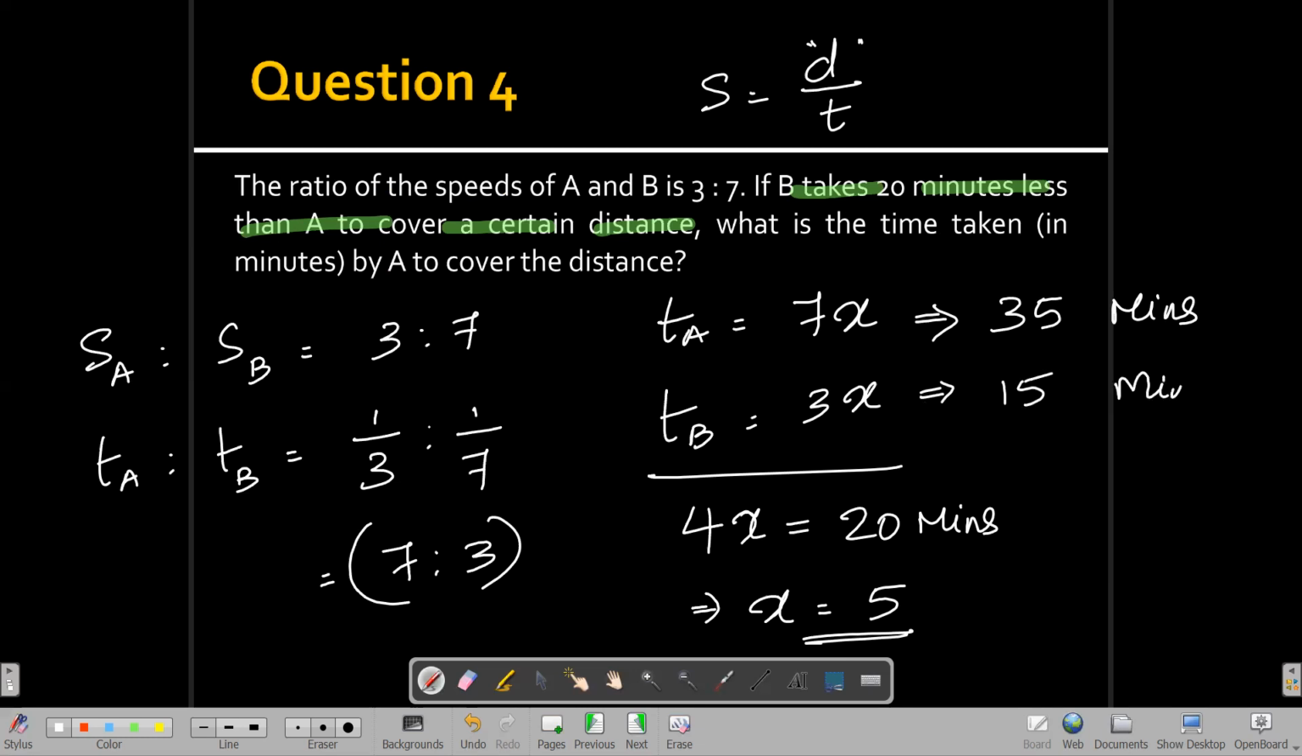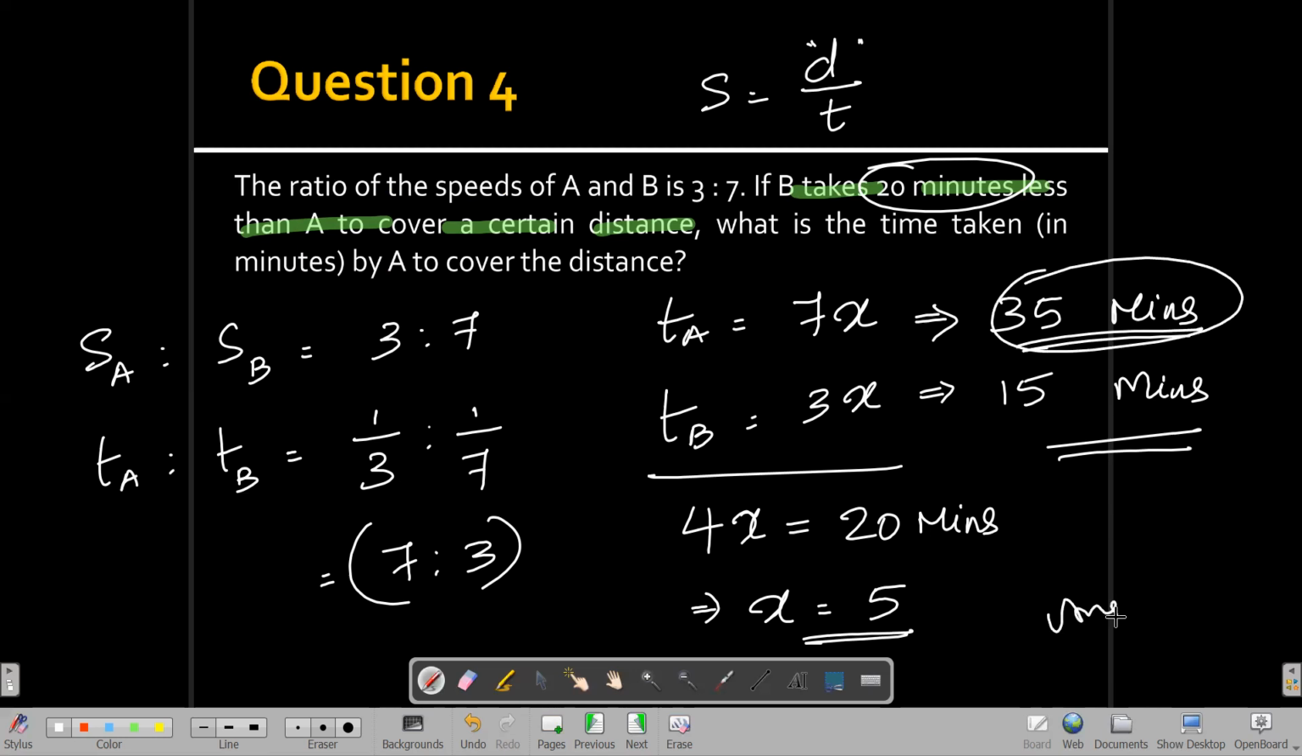nothing but 15 minutes. And now it is clearly visible, it's evident that B is taking 20 minutes less than A to cover this certain distance. 15 and 35, when you compare, the difference corresponds to 20. So this works fine. So for this question, the final answer, it is time taken by A to cover the distance, that is 35 minutes. So the answer, you can write it as 35 minutes.